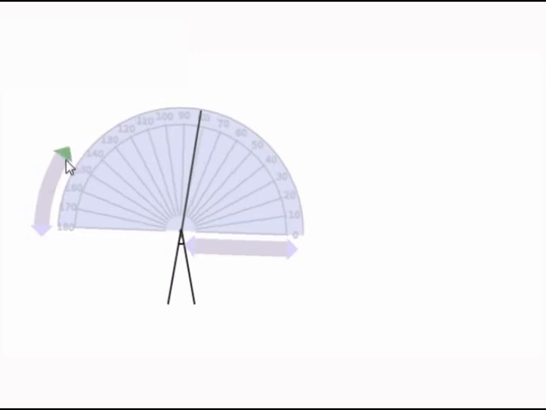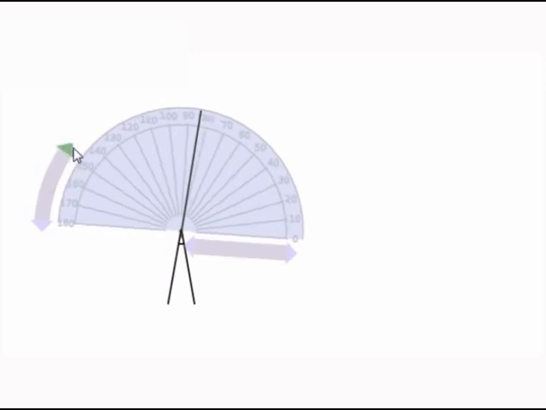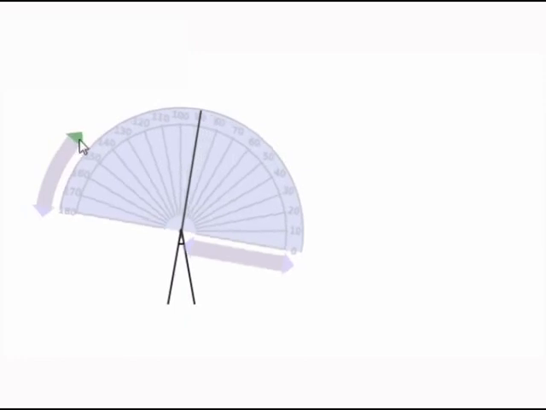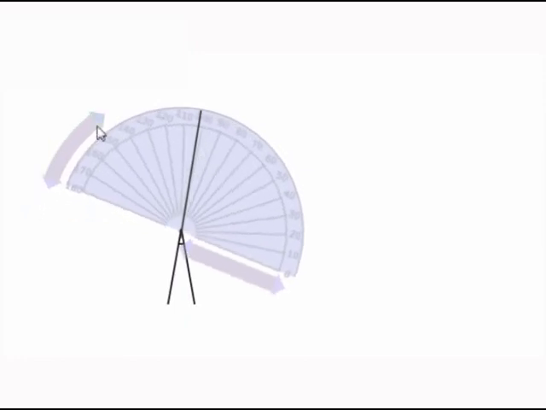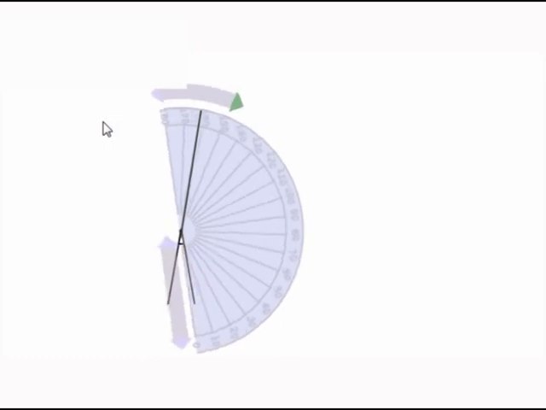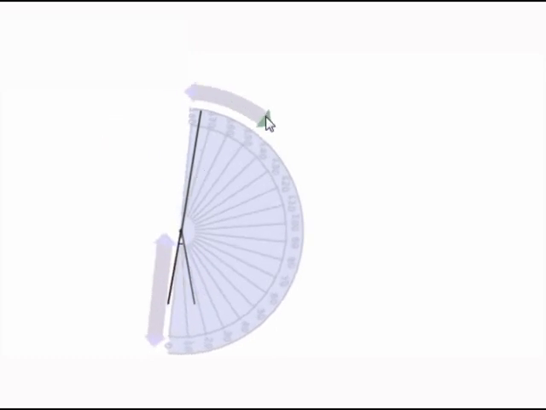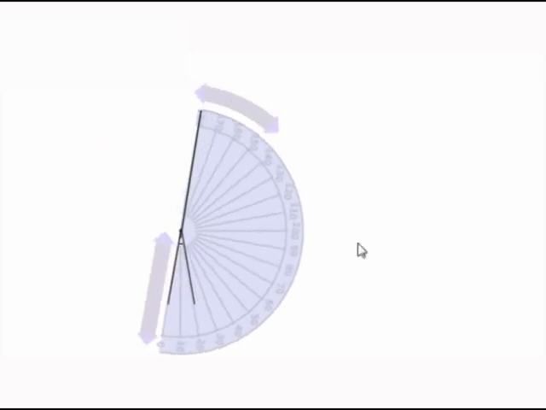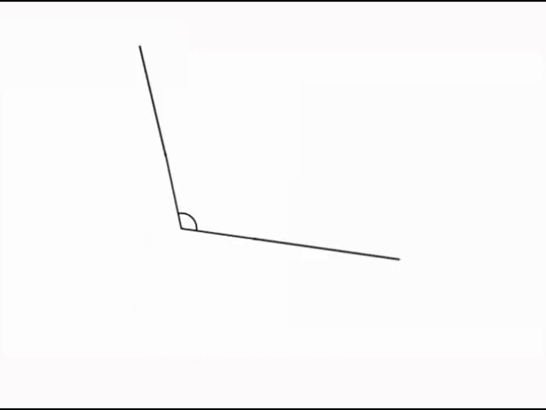So let's rotate. Alright, that looks just okay. So the baseline is on one of the lines, and the other line is in the protractor. So if I read that, the angle looks like 20 degrees. You can get another angle.